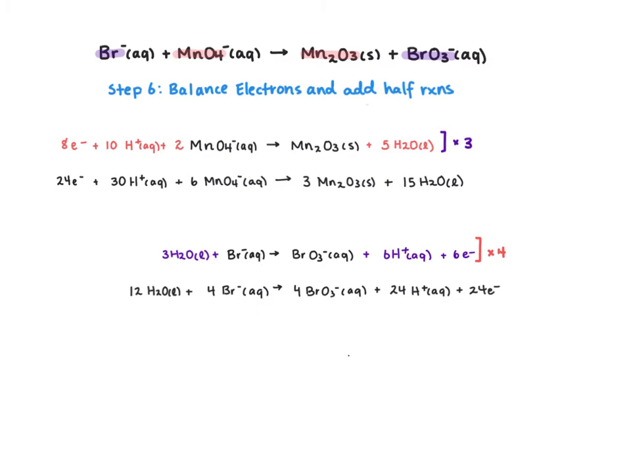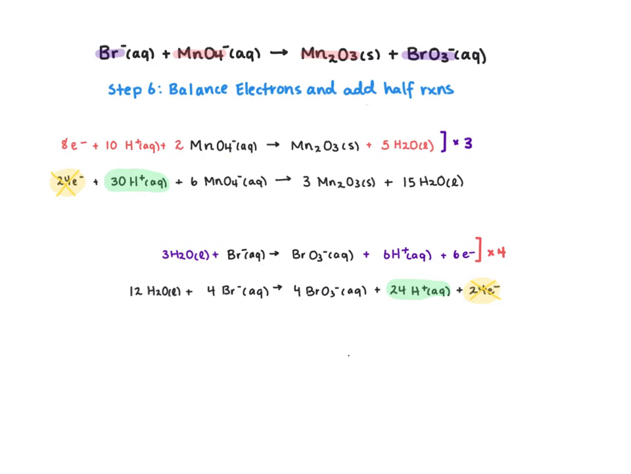All right, so now we're going to add these two half reactions together, and I'm just going to highlight redundant species here so we can cancel them. So electrons will always cancel. 24 electrons and 24 electrons. So there will be no electrons in our net reaction. We can cancel out hydrogens, so not all of the hydrogens. We have 24 hydrogens here in our second reaction and 30 in our first reaction.